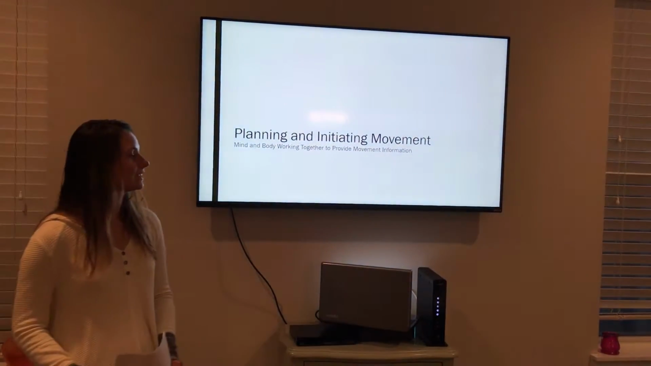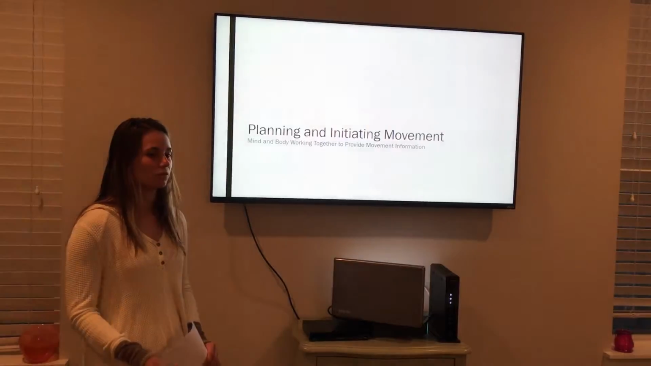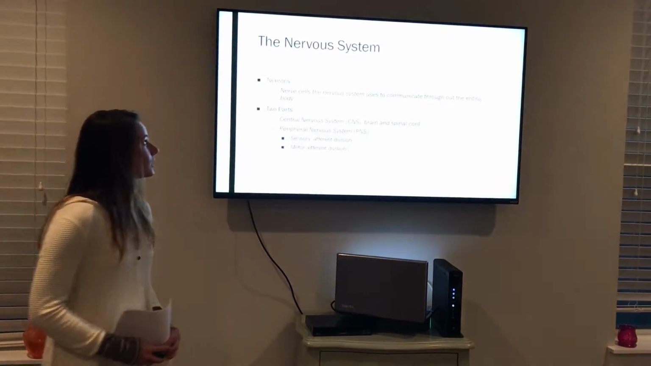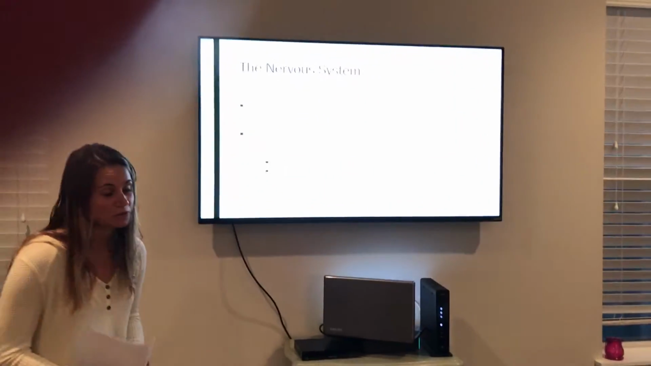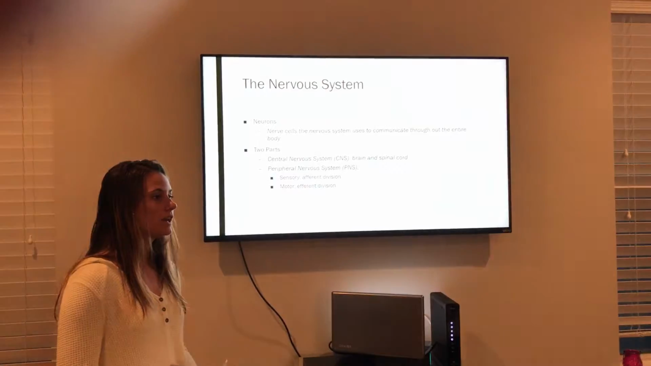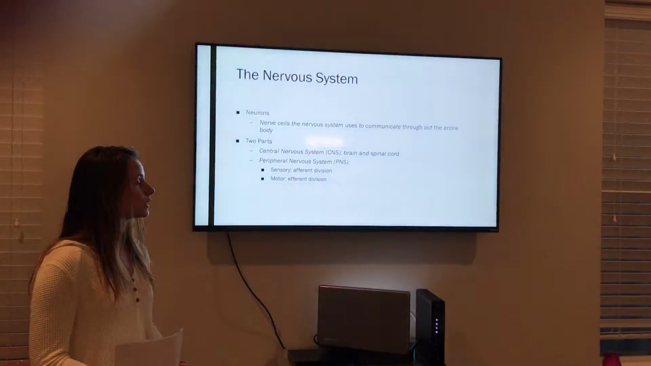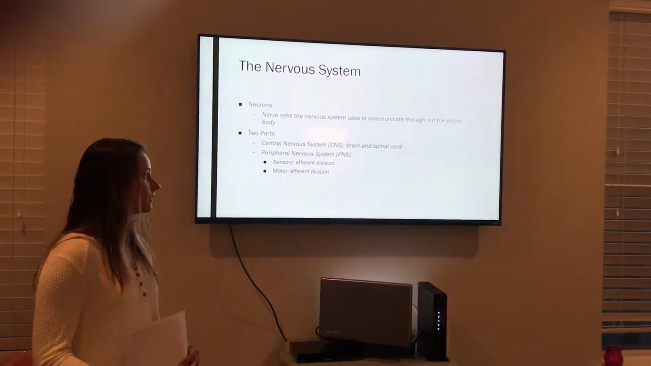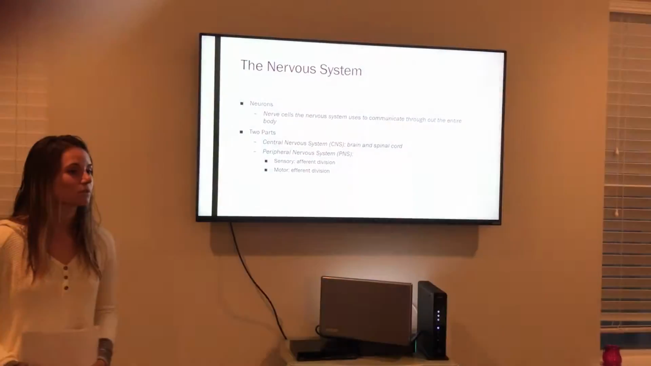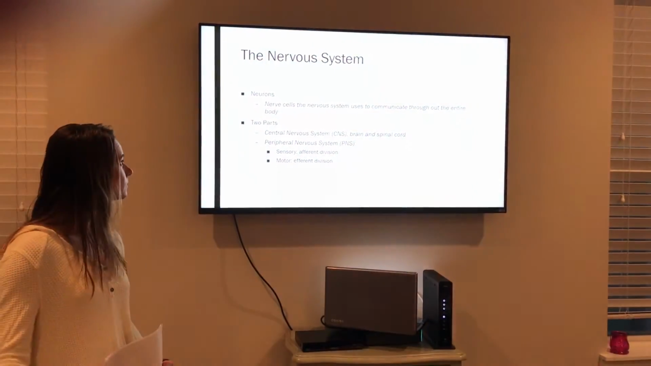Next, we'll go on to planning and initiating movement. So this is how our mind and body work together in order to provide movement information. Basically, we're going to be using the nervous system for this one. The nervous system is split into 2 parts: the central nervous system, which is the brain and spinal cord, and the peripheral nervous system, which is everything else. Neurons are the nervous system's way to communicate throughout the entire system. Our peripheral nervous system can then be split into sensory and motor divisions.